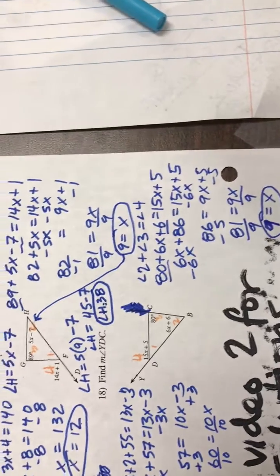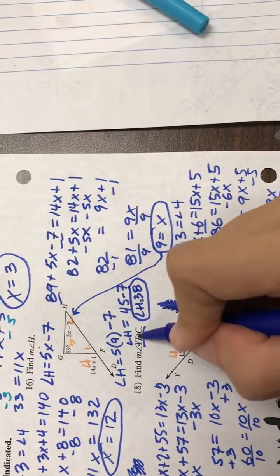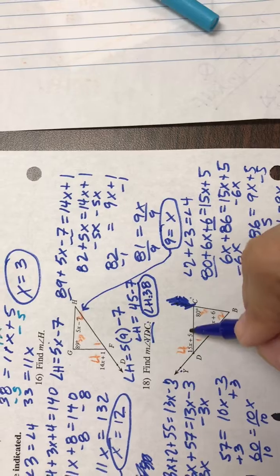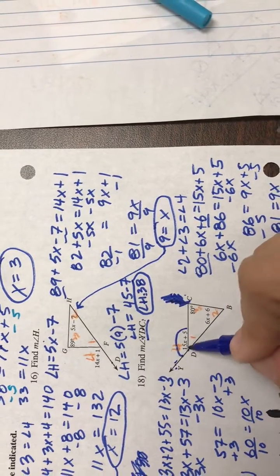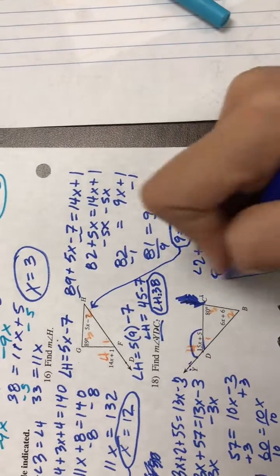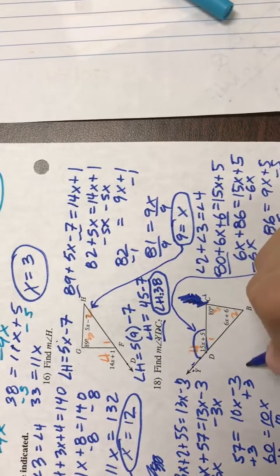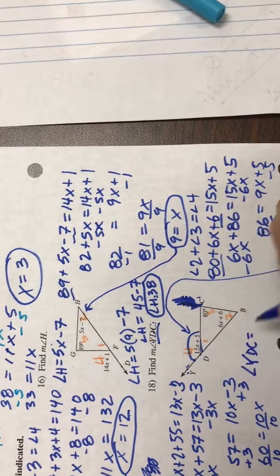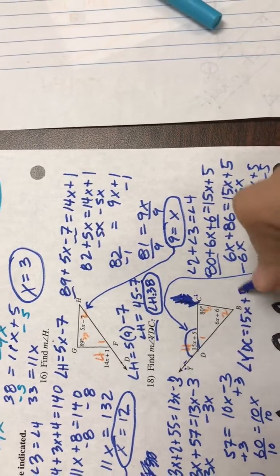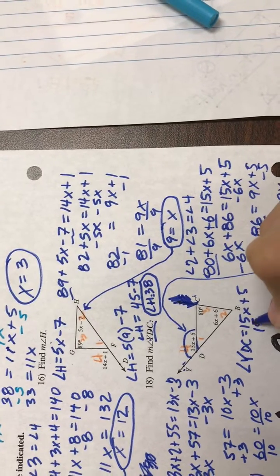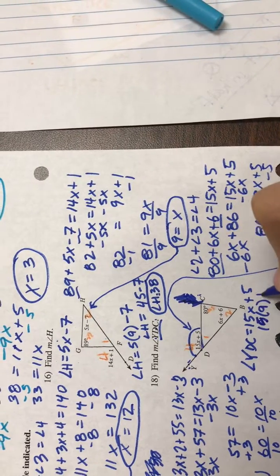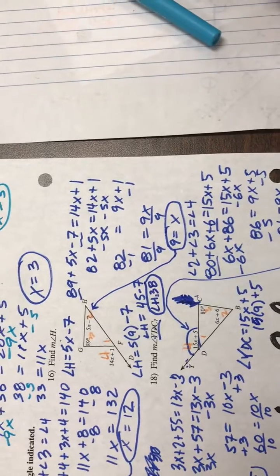Okay, so now we solve the mystery of the x. They want angle YDC. So once again, YDC would be the exterior angle. Angle YDC is 15x plus 5. And so if x is 9, we plug that in.